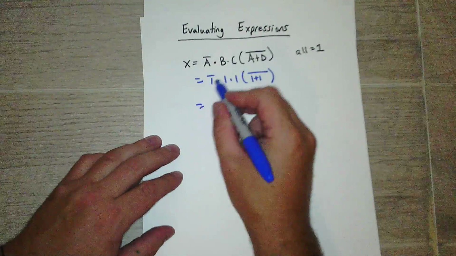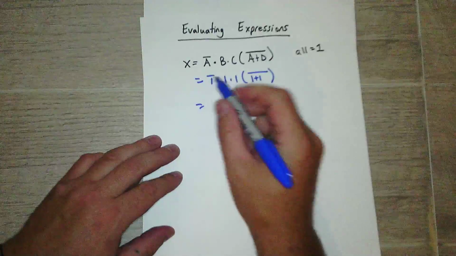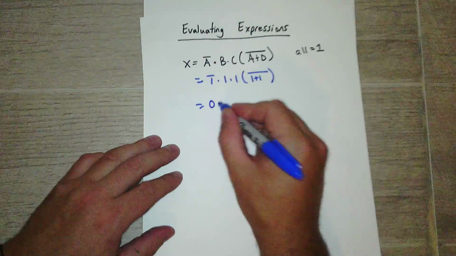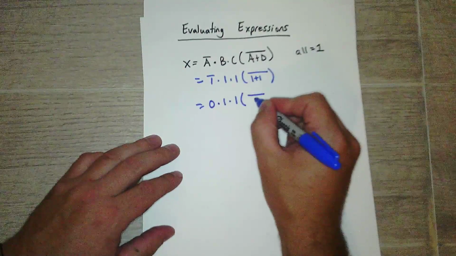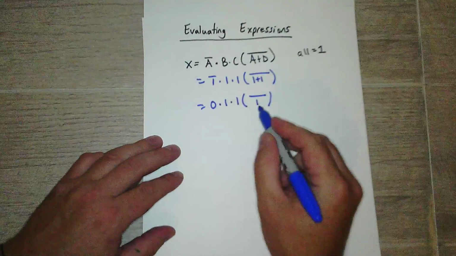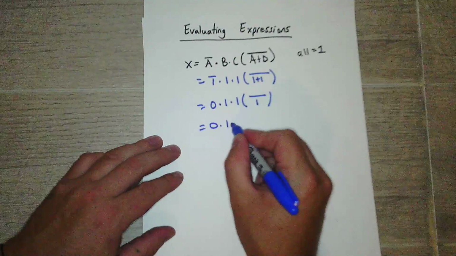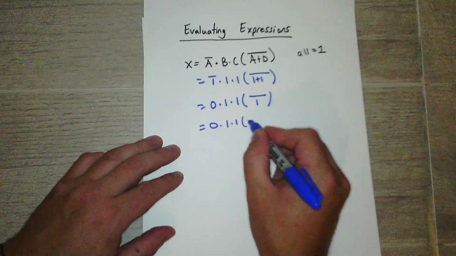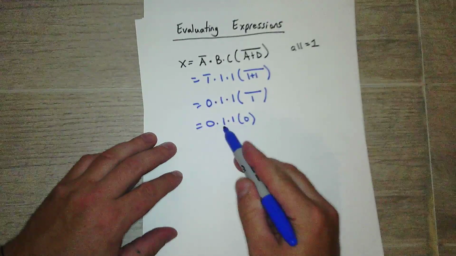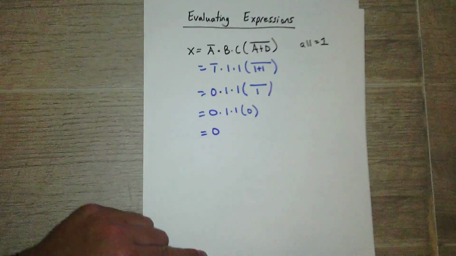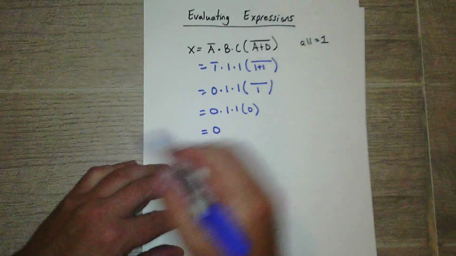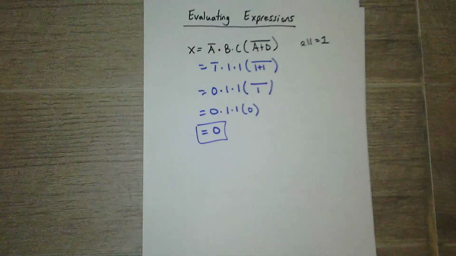Now I do all my single knots first, so that's giving me 0 times 1 times 1. And 1 plus 1 is 1. And not 1 is, of course, 0. Now 0 times 1 times 1 times 0 is just going to be 0. Okay, so that's pretty much it for that question.